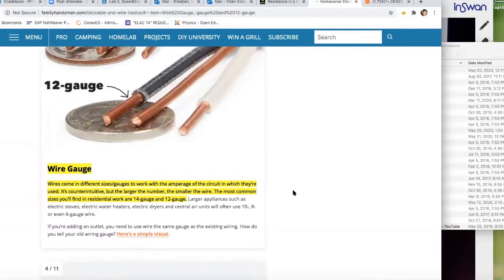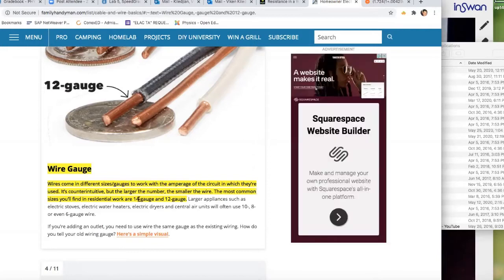Wire gauge. Larger appliances such as electric stoves, electric water heaters, electric dryers, and central air units will often use 10, 8, or even 6 gauge. So 14 gauge was the narrower. Is that what they said? 14 gauge is narrower.